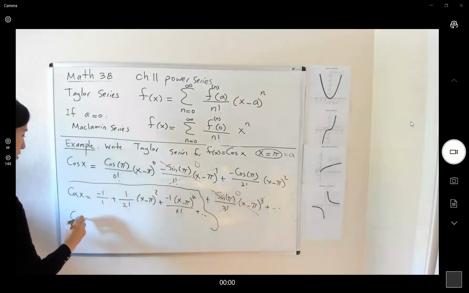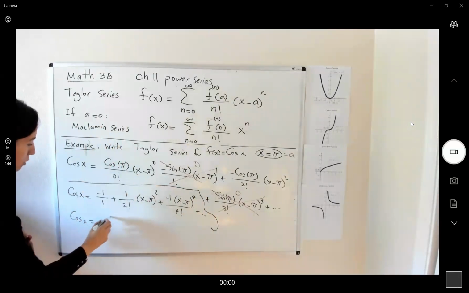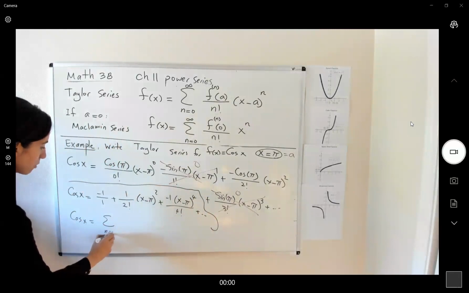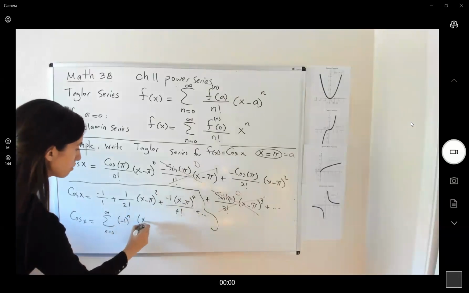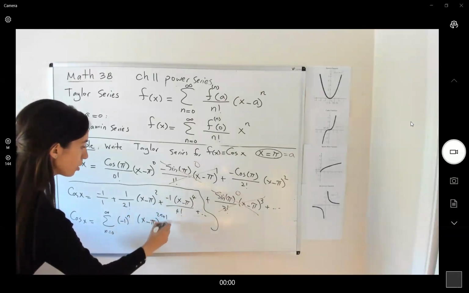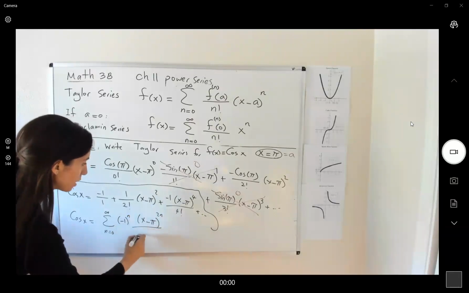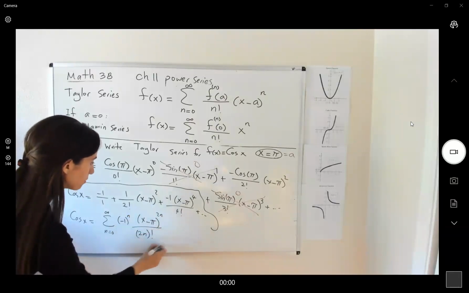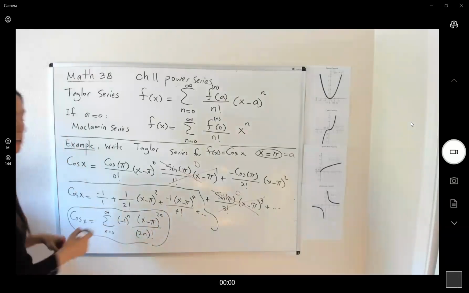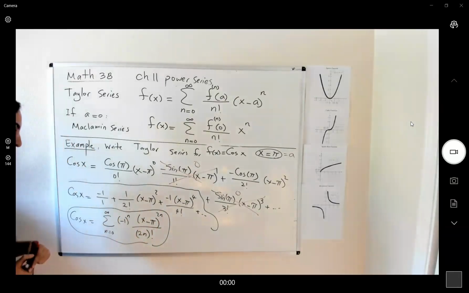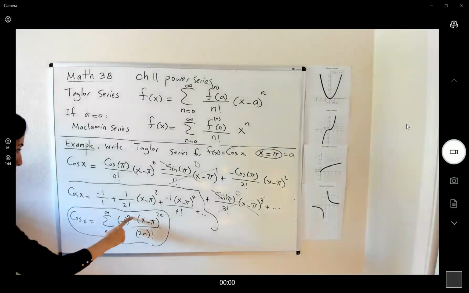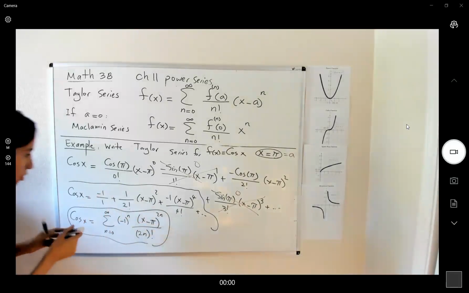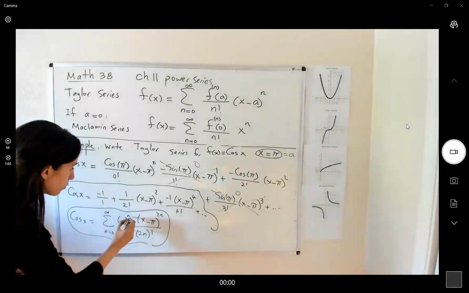So you can write cosine x, the Taylor formula, equals to sigma n starts from 0, goes to infinity, negative 1 to the n. Then here you have x minus pi to 2n divided by 2n factorial. That's the difference between Maclaurin and Taylor series. So we need to change this exponent. If you plug in 0, you get negative 1. So let's say this is n plus 1 or n minus 1.